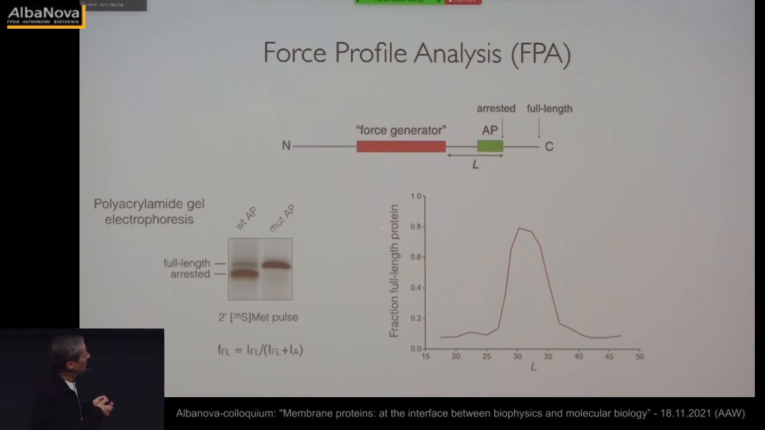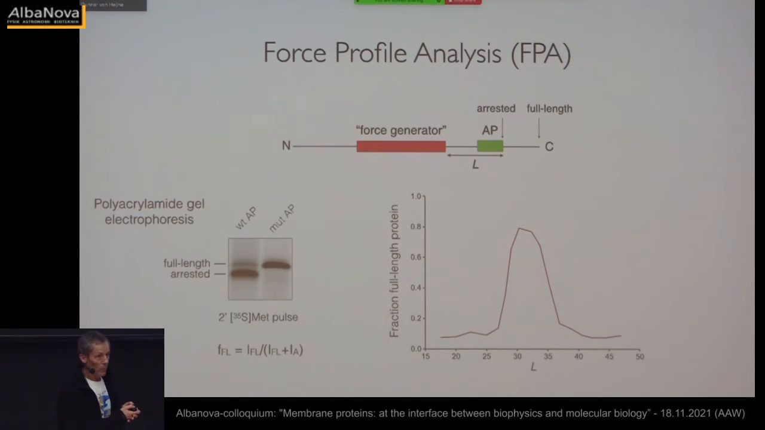So what could happen? Well, if the force generator, let's say it's a transmembrane segment, and the linker region is quite short, so the arrest peptide is right next to the transmembrane segment, then when the ribosome gets to the arrest peptide, the transmembrane segment is still well inside that 100 angstroms long tunnel in the ribosome. It doesn't even know that there is a membrane another 50 angstroms down the road, right? So it will not exert any particular pulling force on the arrest peptide. So the ribosome stops here, and if we look at the protein we get, we'll get a short version of the protein that stops over here, right? That's what the cell will produce for us.